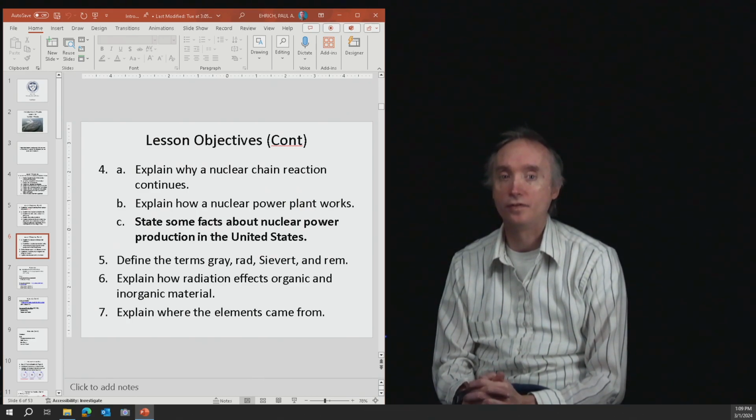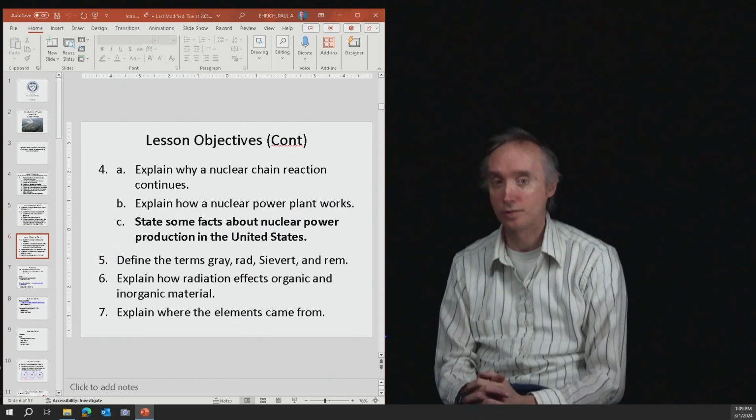Number 5, define the terms gray, rad, sievert, and rem. Number 6, explain how radiation affects organic and inorganic material. And then number 7, explain where the elements in the periodic table came from.